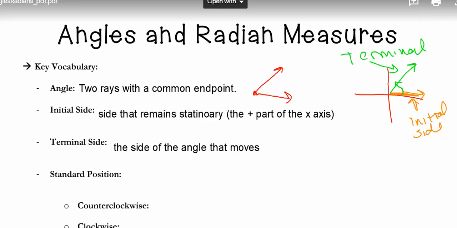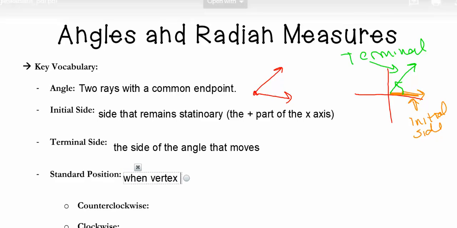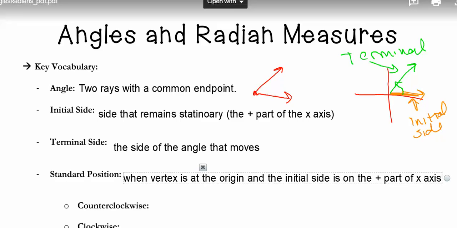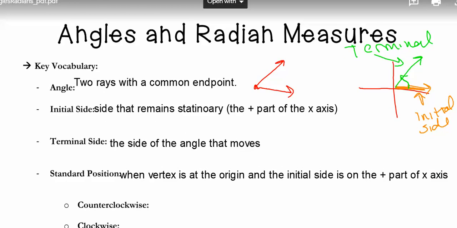So if we talk about standard position, this is what the standard position of your angles always make. The standard position is when the vertex is at the origin and the initial side is on the positive part of the x-axis, just like I mentioned. So we're only really going to be focusing on the standard position.